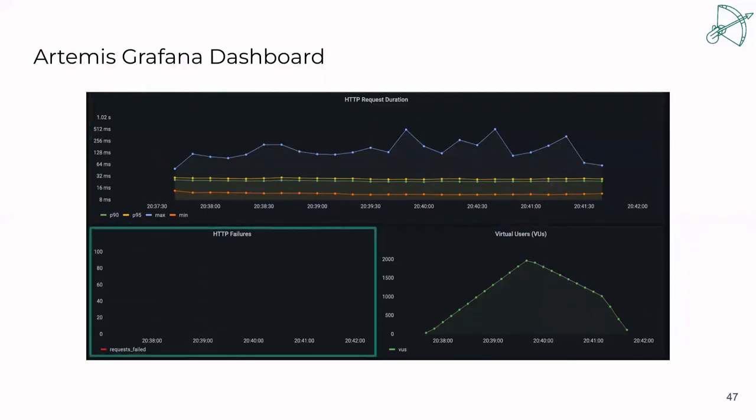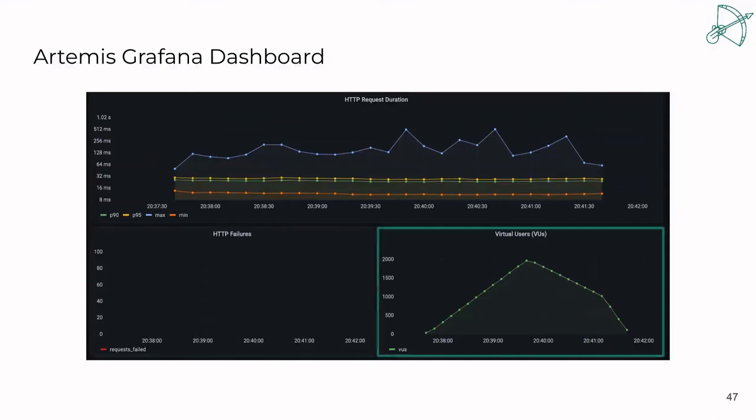The bottom left panel, HTTP failures, displays dots that represent every response that returned with a status code in the 400 or 500 range. This allows the user to quickly determine how many errors occurred within a certain time period. The bottom right panel, the virtual users, displays the total amount of users simulated across all containers.